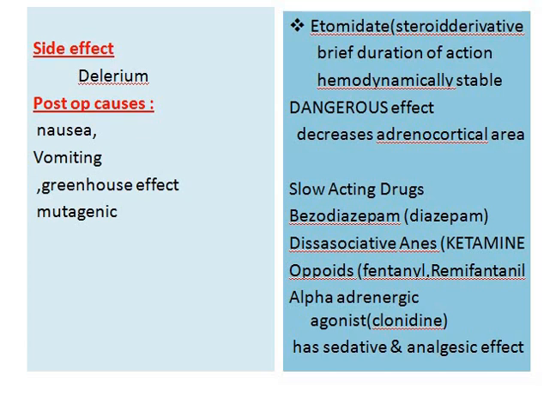Lastly, our slow-acting drugs include benzodiazepines, which is diazepam, dissociative anesthetics such as ketamine, opioids including fentanyl, remifentanil, and even alpha-adrenergic agents are used as sedatives and have an analgesic effect, such as codeine, which is also used in cough medicine.